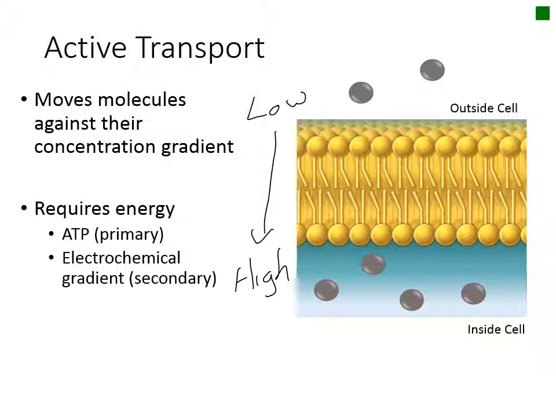For example, if this cell wanted to transport glucose into the cell to obtain maximum energy, it would need to move the glucose against its concentration gradient. The movement of substances against their concentration gradient requires energy and is known as active transport. There are two types of active transport depending on if the energy source is ATP, the main energy source for the cell, or if it comes from an electrochemical gradient of another molecule.